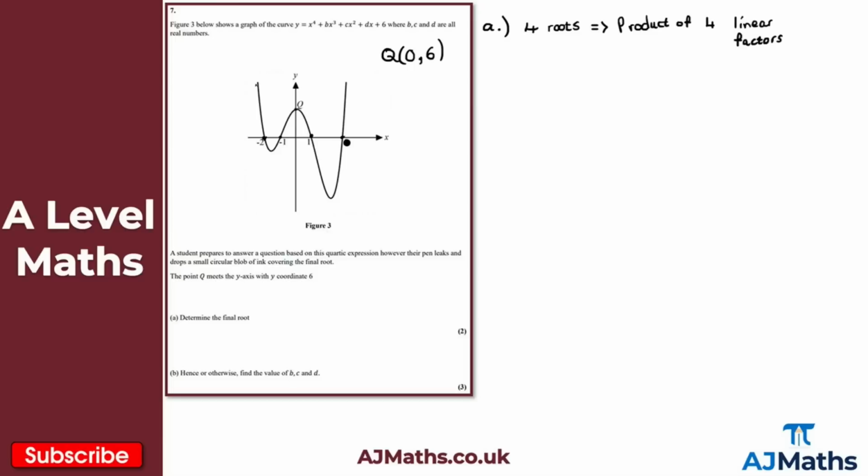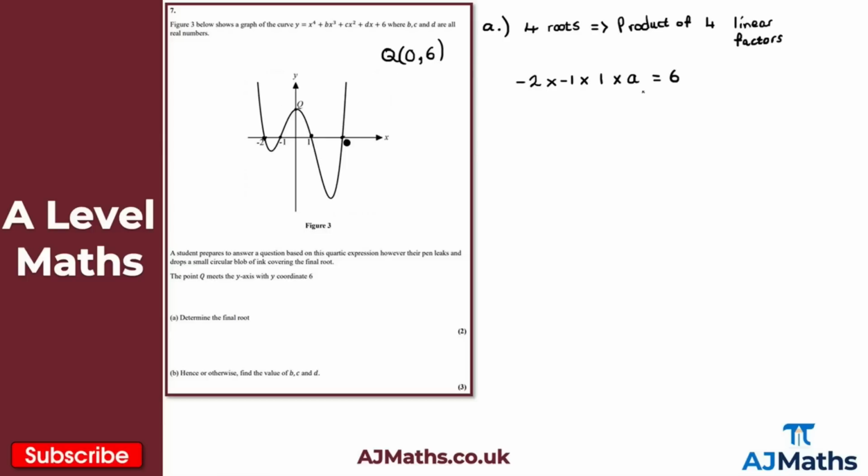Now, if you think about how this sketch and this curve work, the y-coordinate of the point Q, where it meets the y-axis, is the product of these roots. So minus 2 times minus 1 times 1 times this number here, which we don't know but obviously must be positive, would give us this y-coordinate. If I just call it A, that must be equal to the y-coordinate of this point Q, which is 6. So I'm going to set this equal to 6.